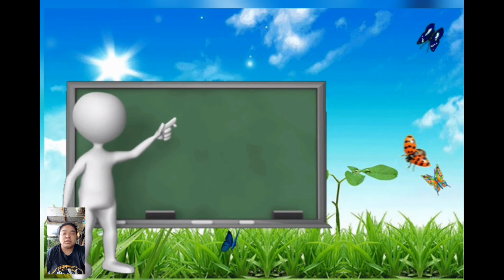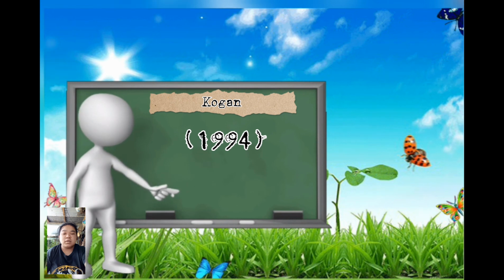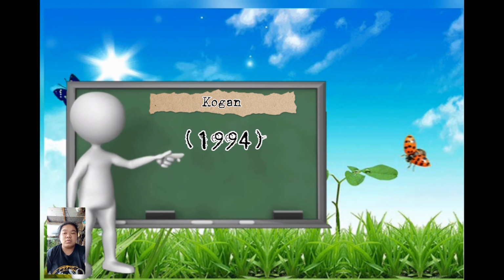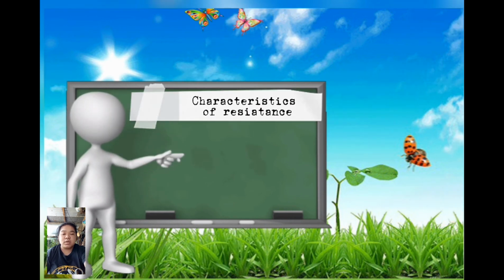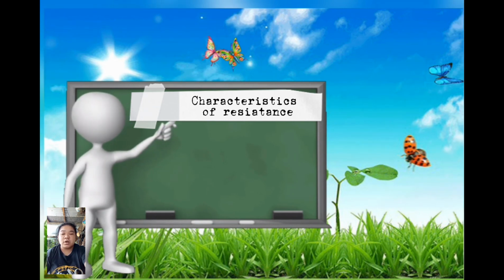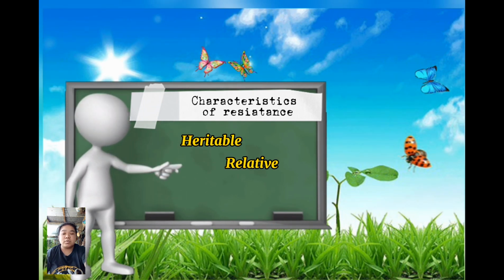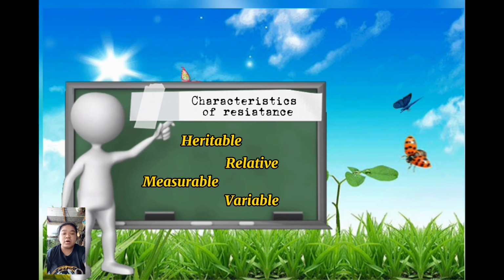Also, according to Koga 1994, resistance to insects is the inheritable property that enables a plant to restrain the growth of insect populations or to recover from injury caused by the populations. And here are the characteristics of resistance. There are 4 characteristics of resistance. First is heritable, then relative, measurable, and variable.